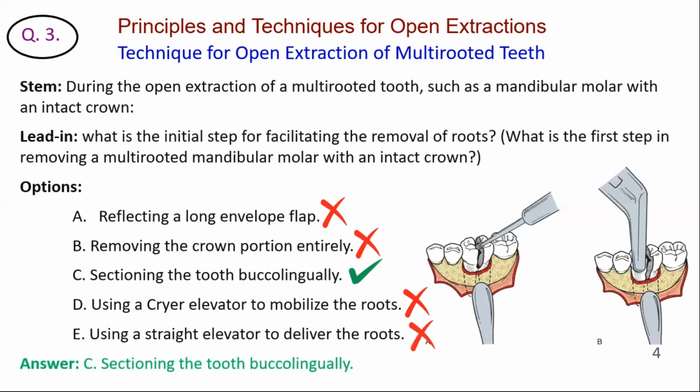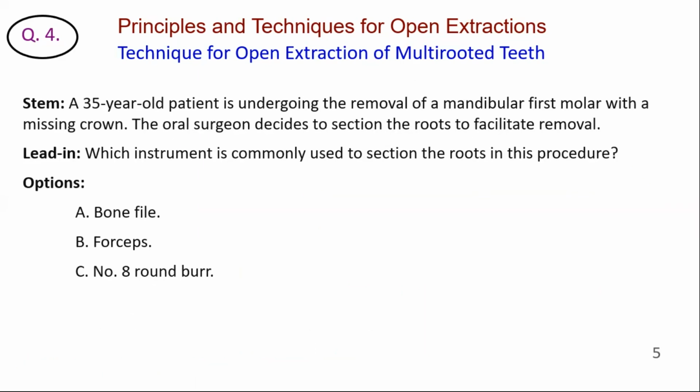The tooth is sectioned buccolingually to divide it into a mesial half and a distal half, making it easier to remove the roots. A 35-year-old patient is undergoing the removal of a mandibular first molar with a missing crown. The oral surgeon decides to section the roots to facilitate removal. Which instrument is commonly used to section the roots in this procedure? Used for smoothing bone, not sectioning. Used to grasp and remove roots or crown, not for sectioning.